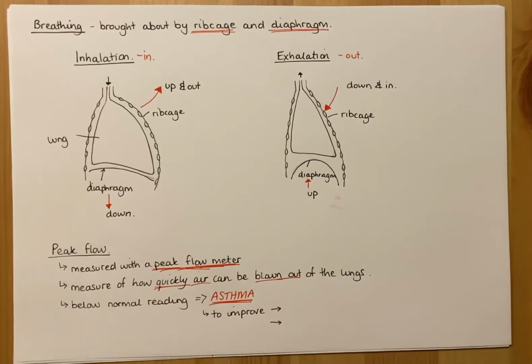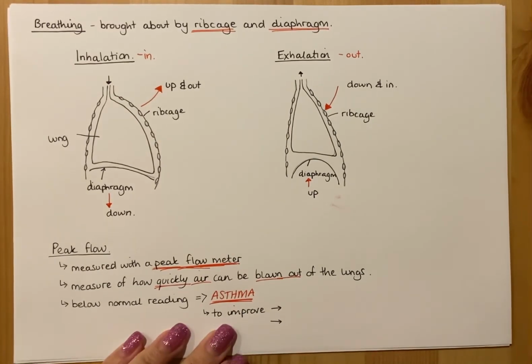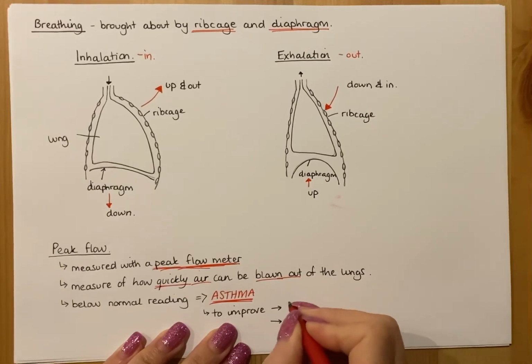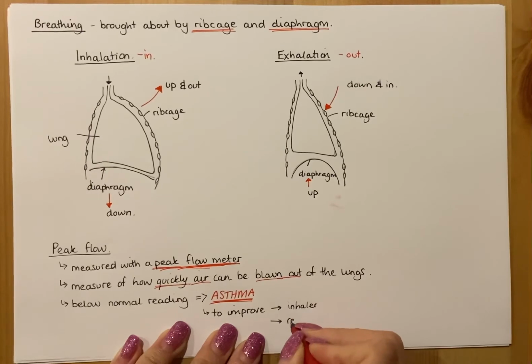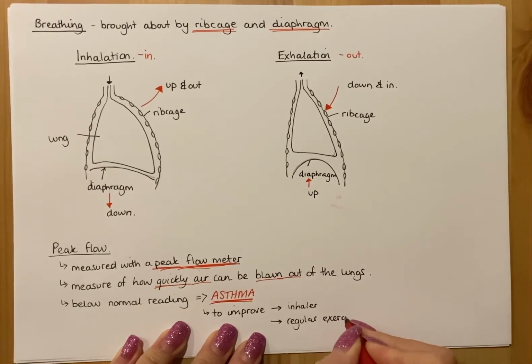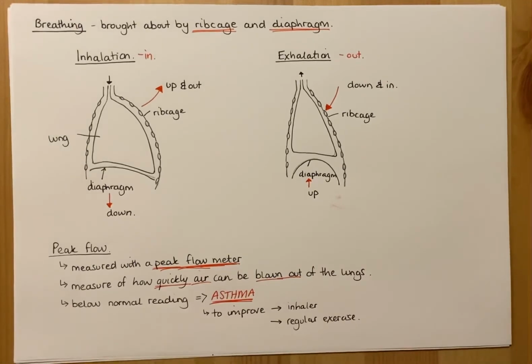So if you do have asthma and your doctor decides based on your peak flow meter reading that you have asthma, what they'll then suggest to improve your asthma is they might give you an inhaler. And they might tell you to regularly exercise, because that'll help your breathing and help your peak flow to improve.